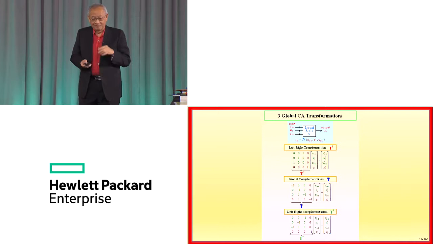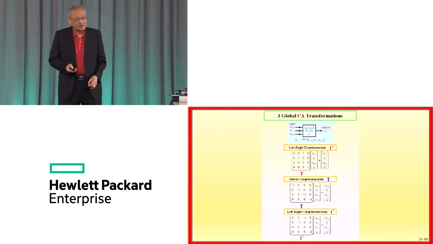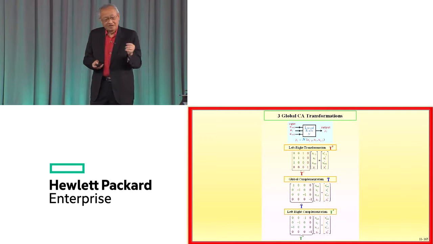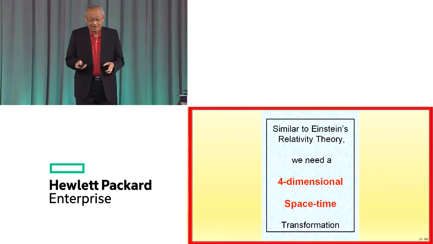I started with mathematics, and I finally came up with the three transformations. And it's interesting, it took me a while to realize it. You have three inputs, you think that you should need just three transformations. You will never get it right, but you will actually need four transformations. Time should be one of them, in fact. So a bit like Einstein in relativity, he needs a four-dimensional space-time transformation. We do need the same thing.